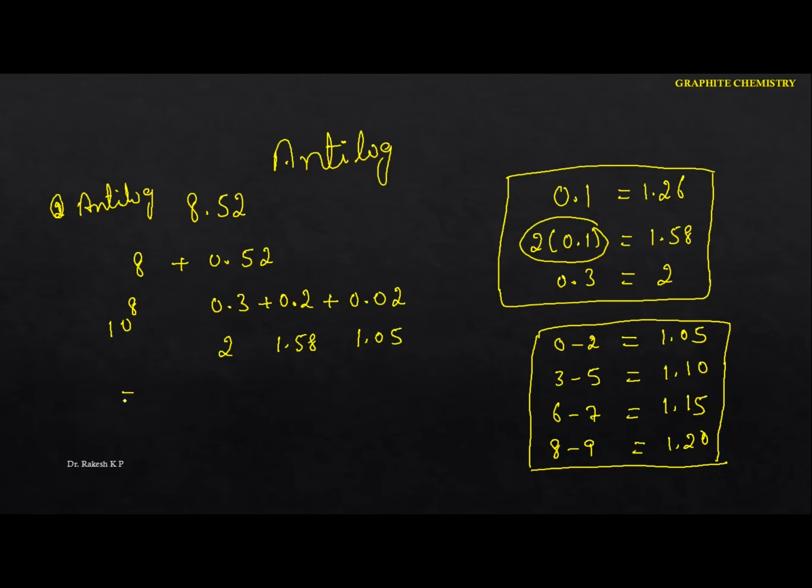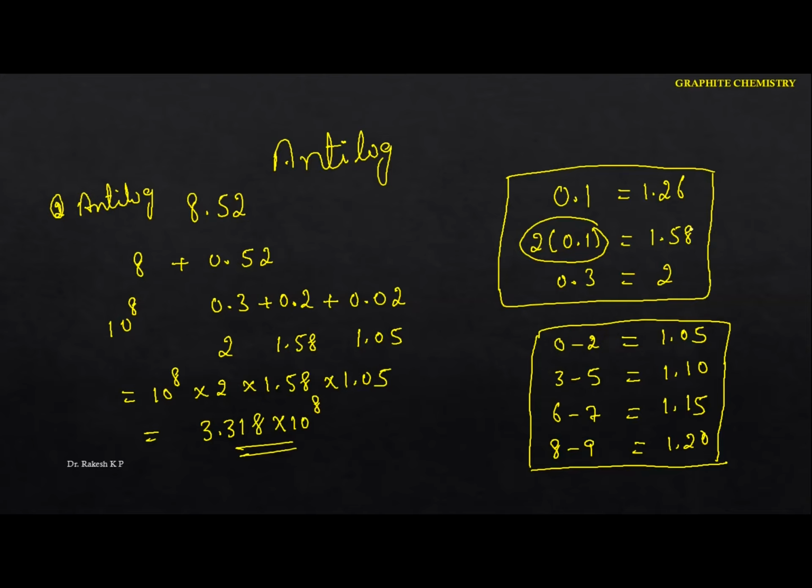You just multiply the entire thing. We have 10 to the power of 8 into 2 into 1.58 into 1.05. If you do the calculations here, that means if you multiply this, we are going to get 3.318 into 10 to the power of 8.